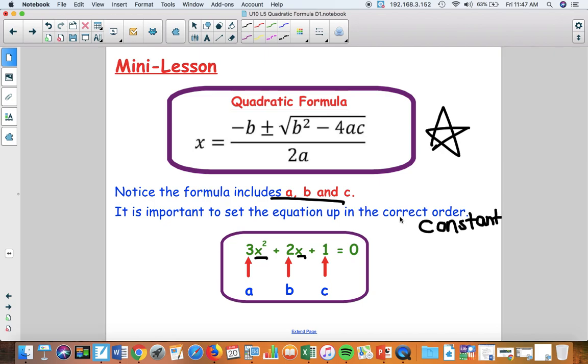that's a term with no variable. So just bringing in some more vocabulary. All right, so a is the number in front of x squared, b is the number in front of x, and c is your constant. Notice it is in standard form. It must be in standard form in order to identify a, b, and c.